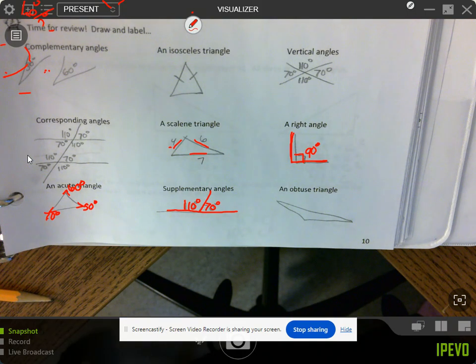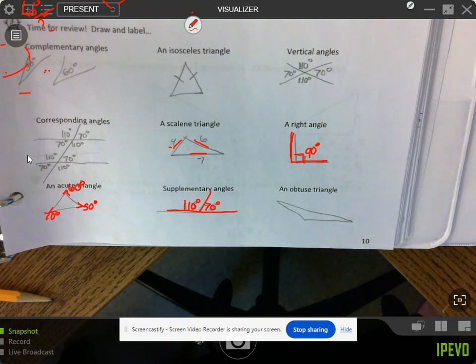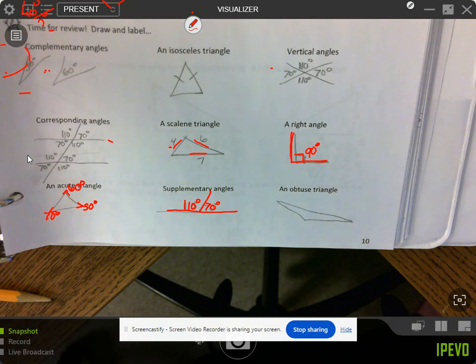As you can see, I like to stick with what I know. I know 110 and 70, so I just stick with that. That was my example for my vertical angles. It was my example for my corresponding angles. It's my example for supplementary angles. It's totally fine. If that's what comes to mind, you can keep repeating it. Just keep using it because you know it works. You don't have to come up with new numbers every single time. Work with what you know when you're showing those examples.